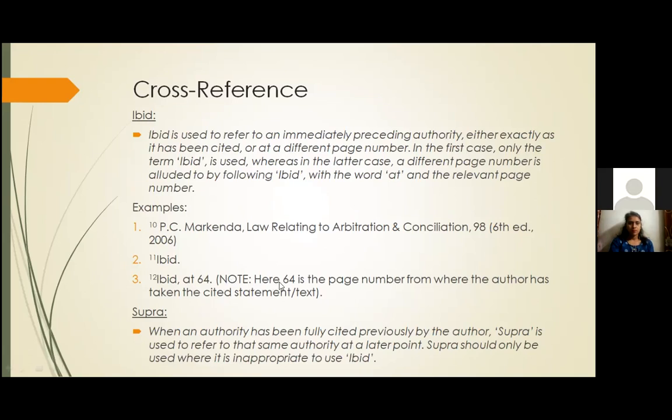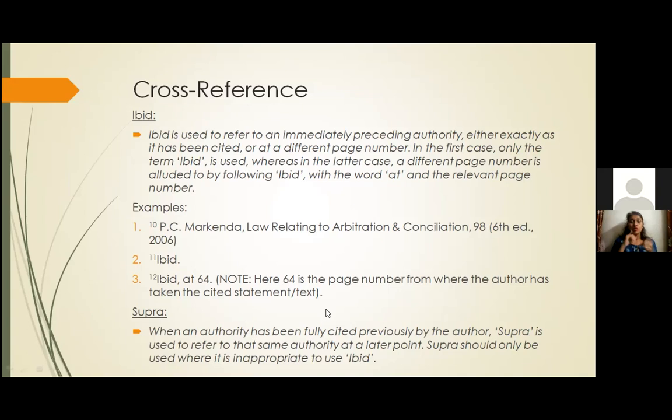Here, if it is Ibid at 64, here the page number is elsewhere. Here, if the page number is from where the author has cited, for instance, here Ibid at 64, 64 is the page number. Let's say the book has 70 pages, and I have cited page number 64, I want to cite a statement. So I will write Ibid at the page number. So Ibid at 64, I will go to page number 64. So that is the difference.